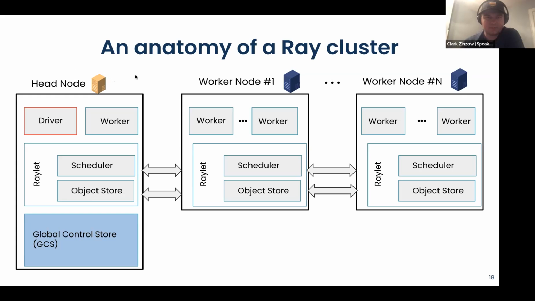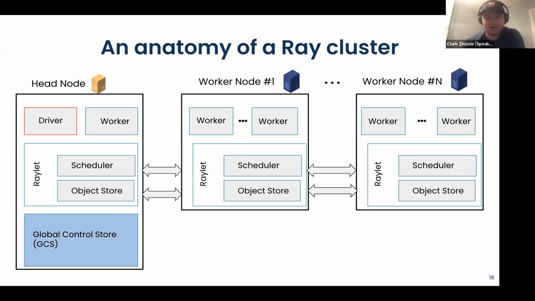So here, the fundamental concepts are we have a head node. You can think of this as like the master node. And that contains the global control store, which is basically where we store a lot of the cluster state. And then it's typically where your Python script runs as a user. And then in addition to that, we have all these worker nodes in the cluster. And these worker nodes are in charge of executing those tasks and holding and executing those actors.